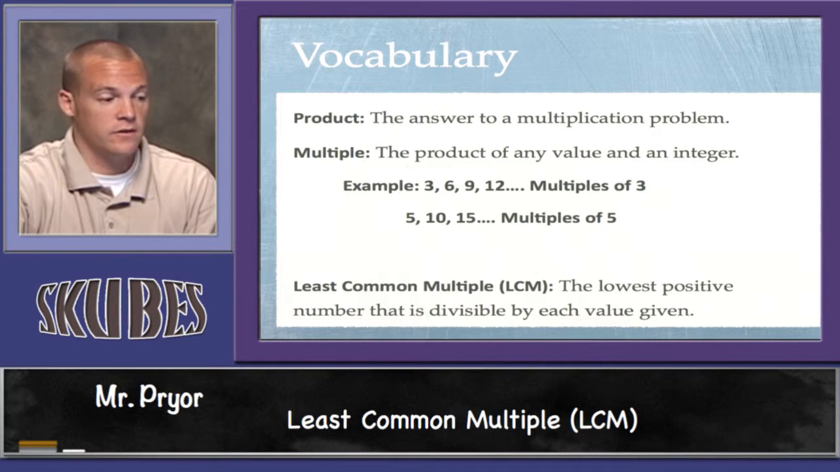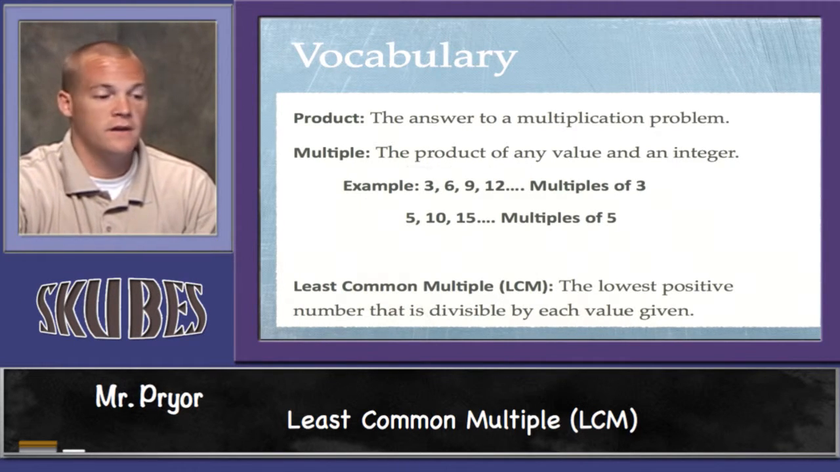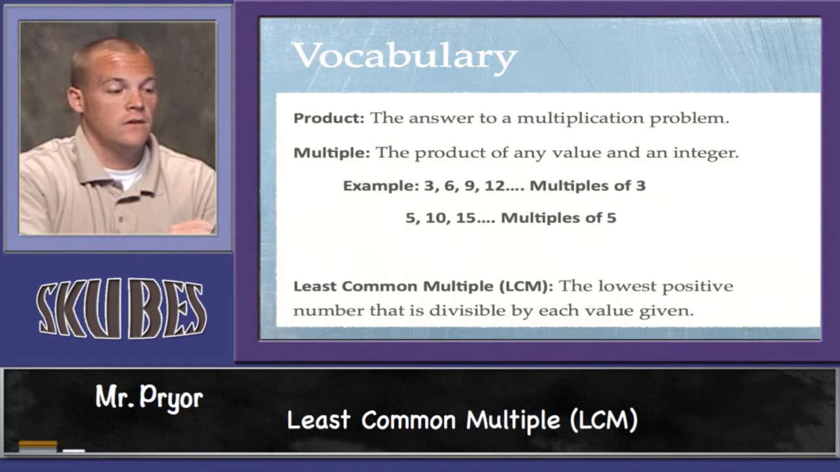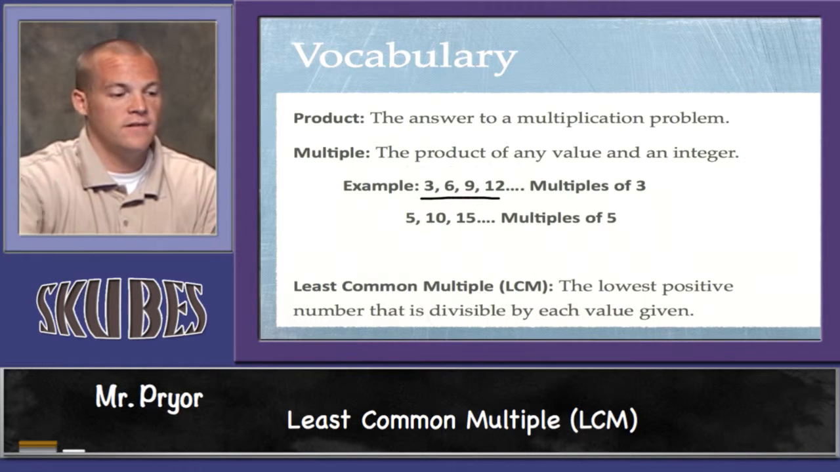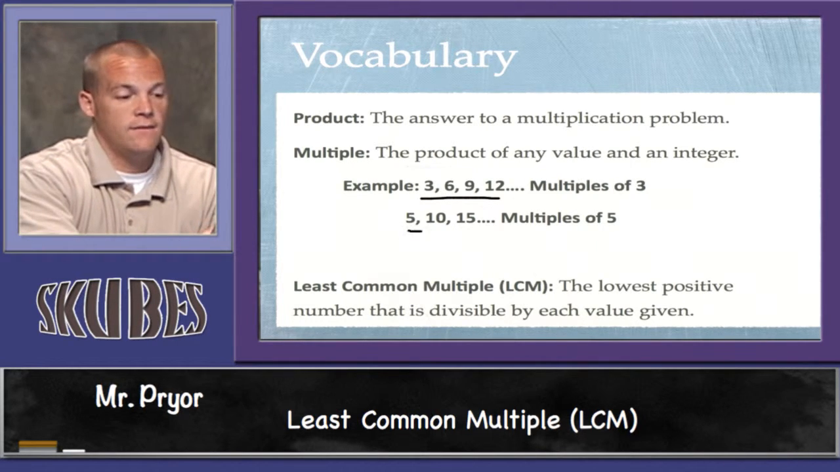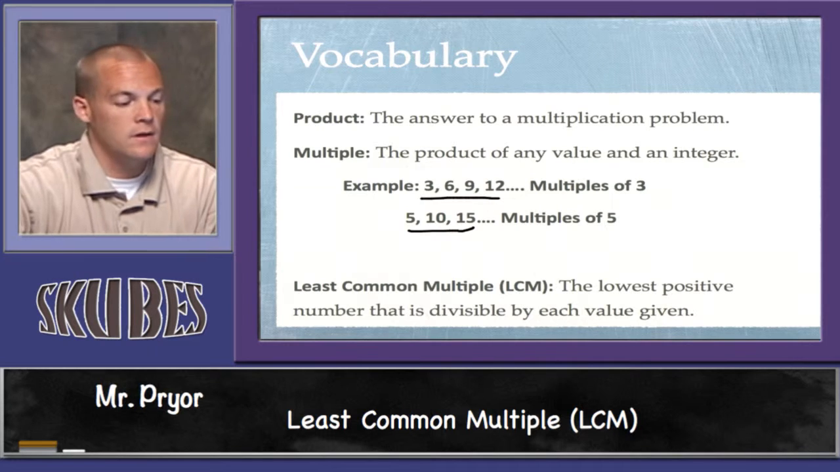Multiple. It's in the term least common multiple, so we need to know that as well. A multiple is simply the product of any value and an integer. So in other words, multiplication. Examples of that are down below. 3, 6, 9, 12 would all be multiples of 3. 5, 10, 15 would all be multiples of 5. So you can see it's really just the continuation of a series of numbers.